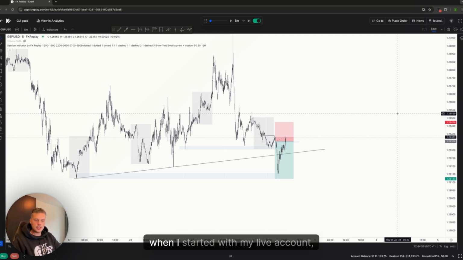But the thing is, when I started with my live account, it came into massive drawdown. But then slowly I started to see more green days. I started to see that my strategy was working. It gave me confidence, and that's how I built it up. And now you can see the way I trade. I don't care about a loss. I don't care about a win. I don't care about a break even. This is the way you should approach trading.